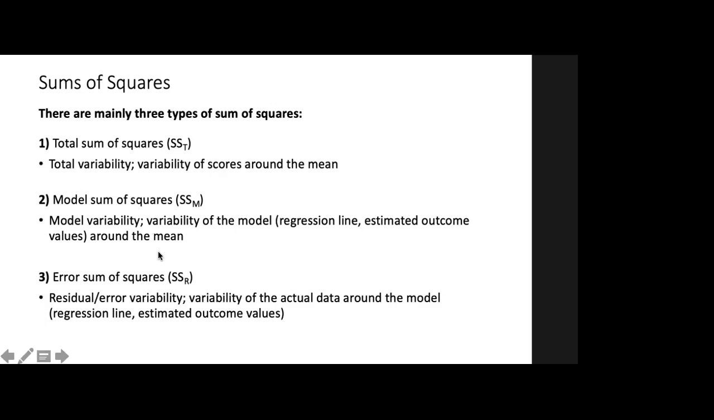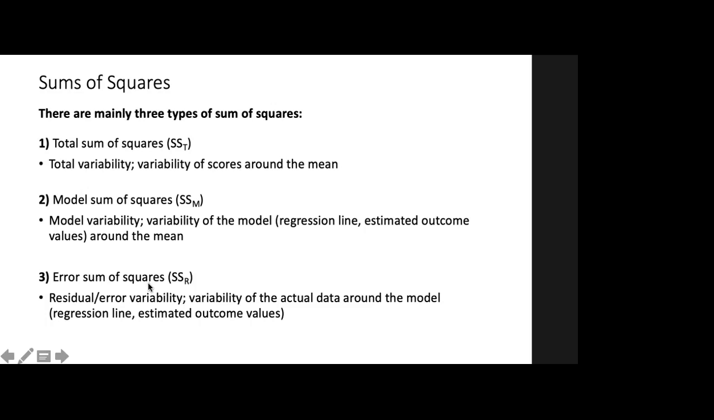Then the second important type is the model sum of squares. It's also referred to as the model variability, and that is the variability that is explained by the model. Basically, there's a regression line. It's the estimated outcome values in our regression model, so that is the variability of the points that lie on our regression line. How much do they deviate from the mean?